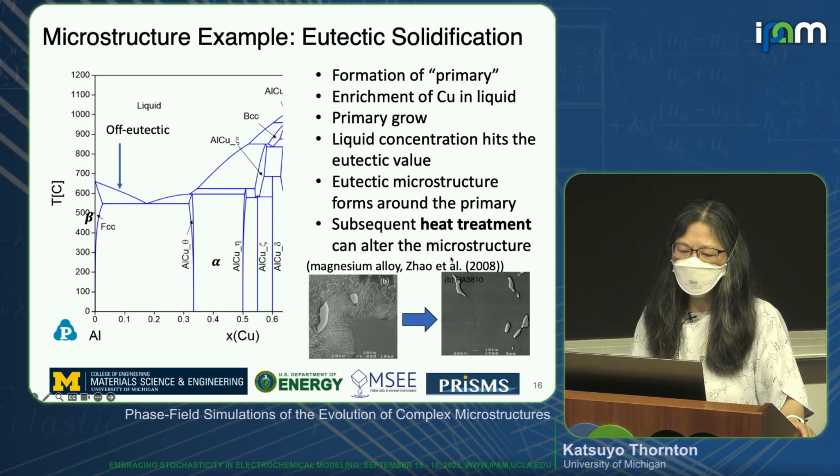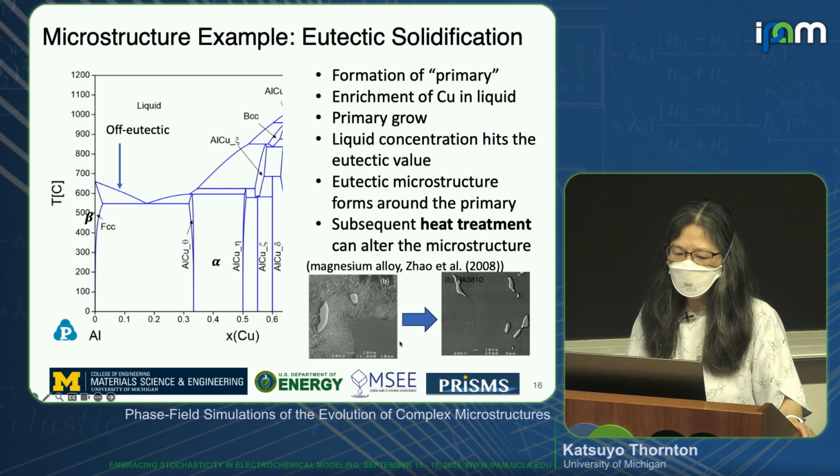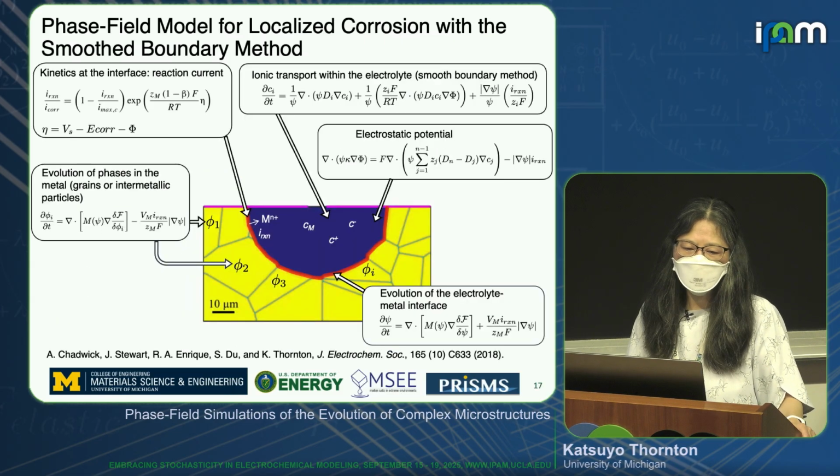Subsequent heat treatment can alter the microstructure like this, like if you just heat it up and then try to resolve the minority phase, or at least coat them.